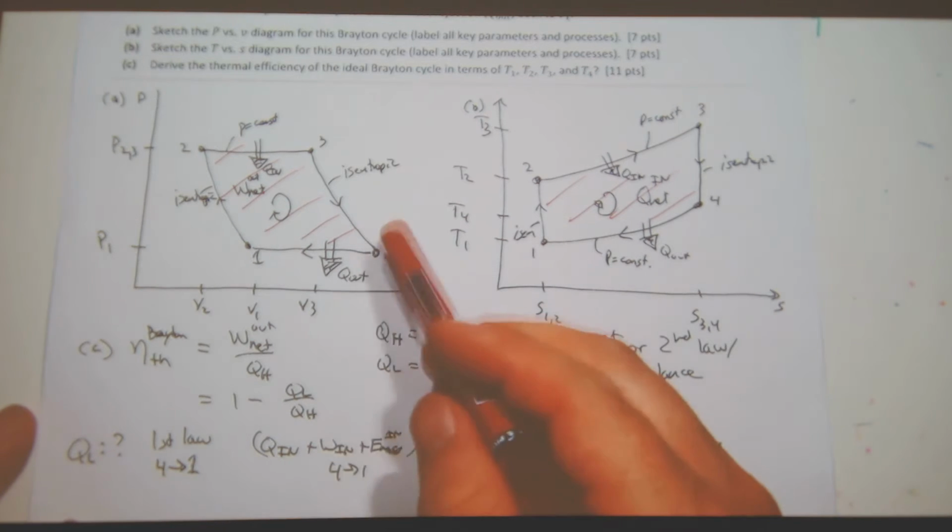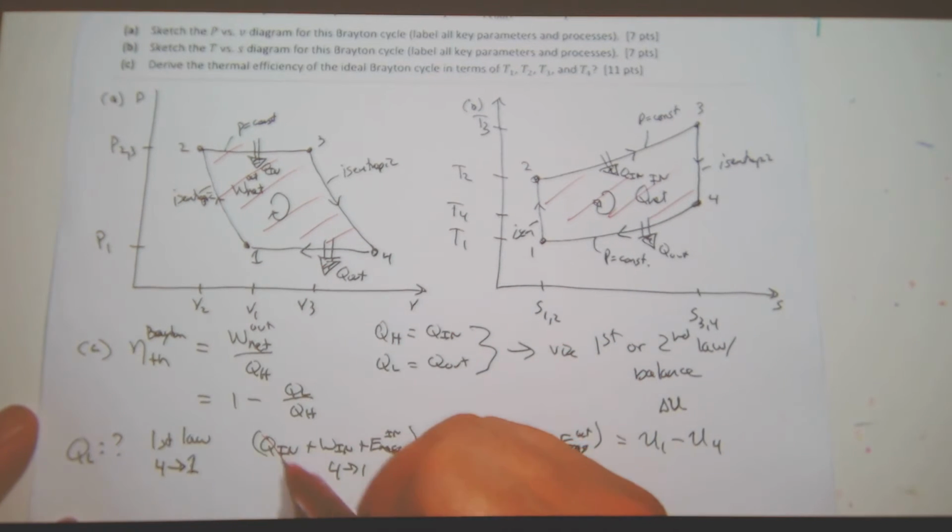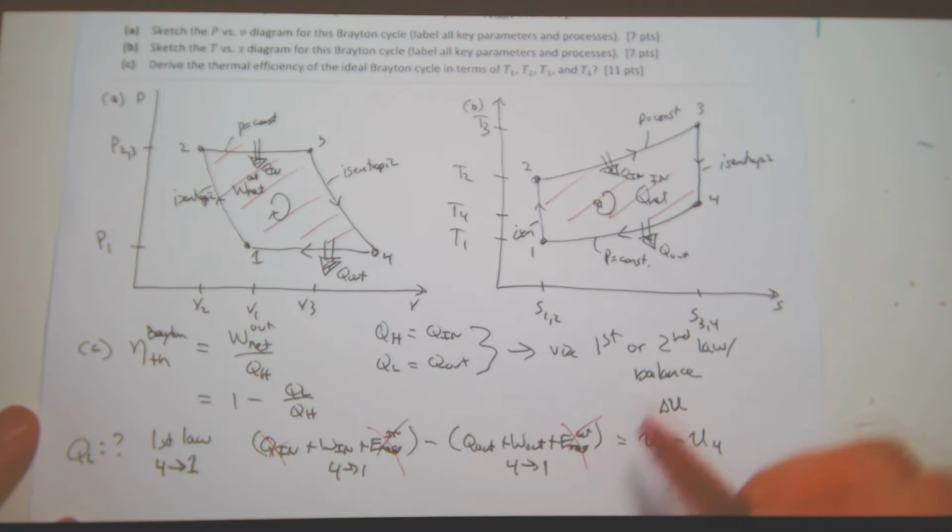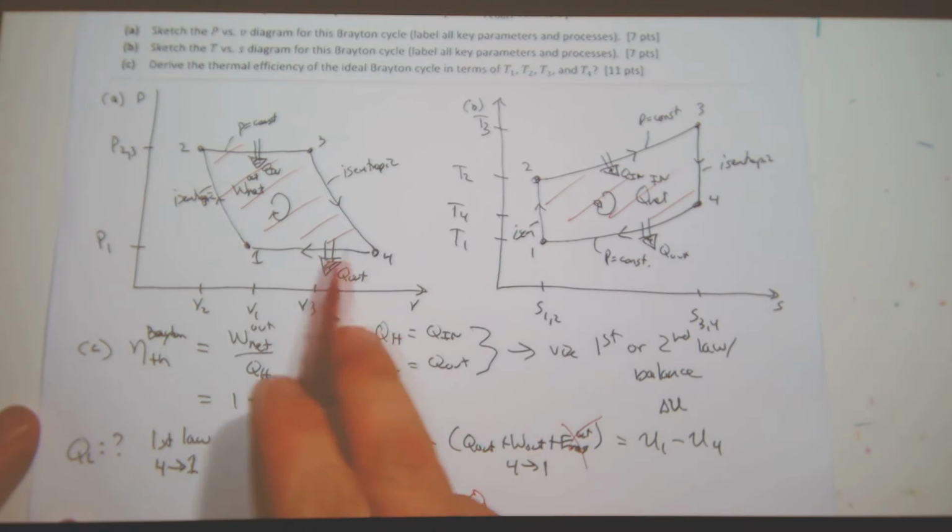What is the heat in from 4 to 1? I do not have heat in. What is my mass in? Mass in and mass out are 0. What is my heat out? This is QL, so I have a minus sign. What is my work out?